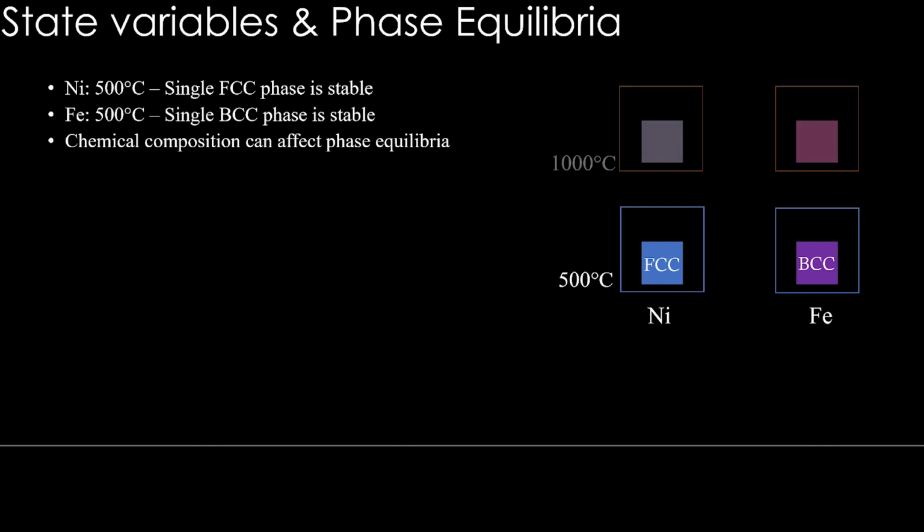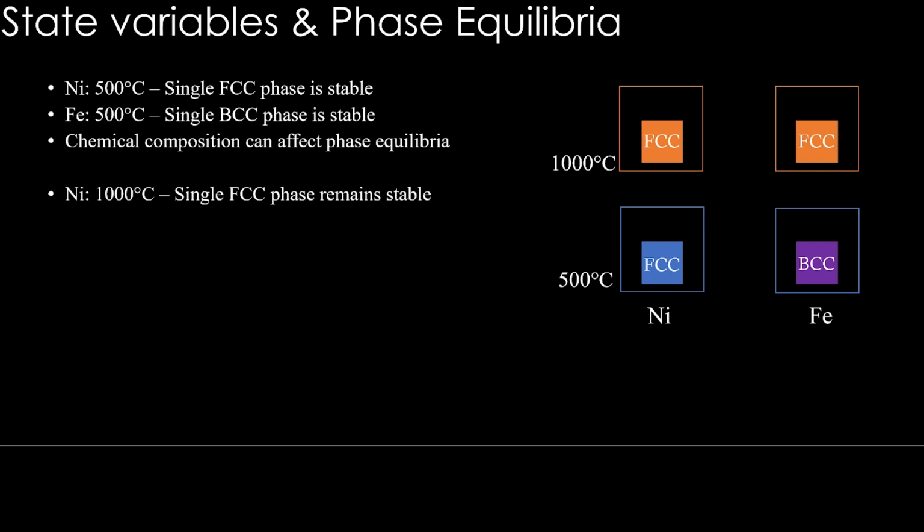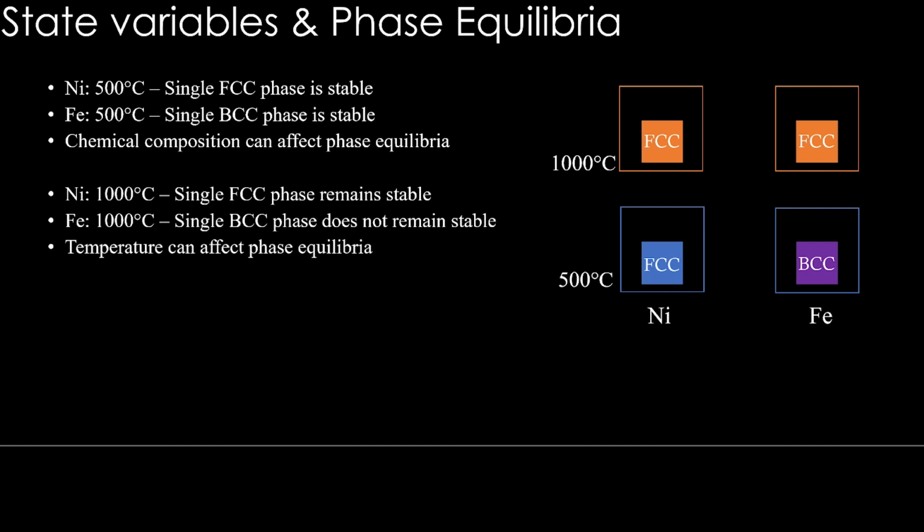So imagine we increase the temperature to 1000 degrees Celsius. What happens in the case of nickel is it's becoming hotter, but the FCC structure remains. Whereas in iron, it becomes hotter, but the BCC structure does not remain. It transforms to FCC. Okay. So in nickel at 1000 degrees Celsius, single phase FCC remains stable, but in iron, single phase BCC does not remain stable, it becomes FCC. Okay, so temperature can affect phase equilibria is the conclusion from this, right?